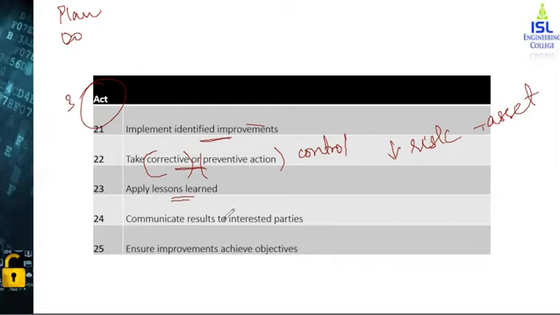Then communicate results to interested parties. The main thing is that when you communicate among the different parties, the different members within the organization, you get to know what the different loopholes are, what problems they're facing, and how you're going to reduce the impacts of risk. Each of these things is going to be known here. Then the next is ensure improvement, achieve objectives. That is, whatever improvements you're making should achieve the objectives of your information security plan.